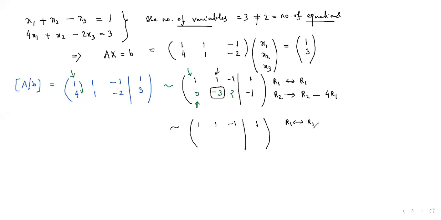And we can multiply the entire row R2 by 1 upon minus 3. And if I do so, what I am going to get is the following: 0, 1, minus 2 by 3, and 1/3. Okay, this is the thing that I'm going to get.